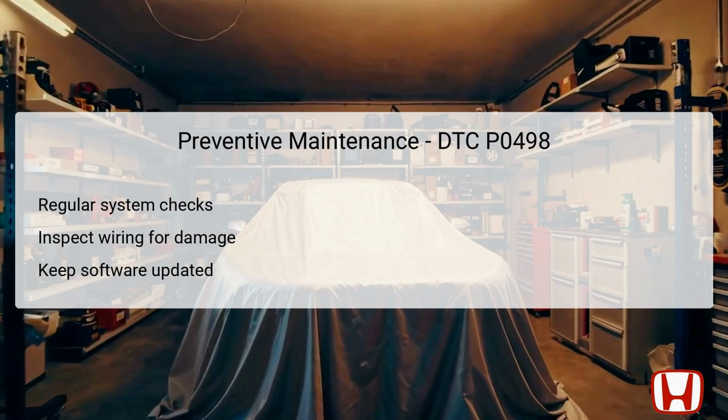It's equally vital to keep the software of the ECM updated, as manufacturers often release updates aimed at enhancing system performance or correcting bugs. Issues in vapor management can lead to more severe engine performance problems if left unaddressed. So regular inspections and updates are an effective way to stave off such failures. Adopting a proactive approach to maintenance can lead to improved vehicle efficiency and longevity.